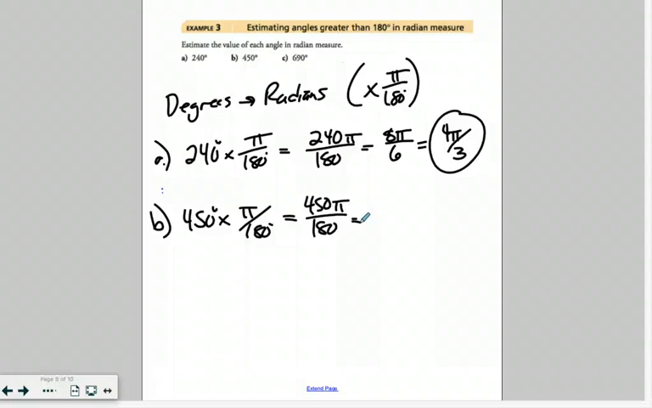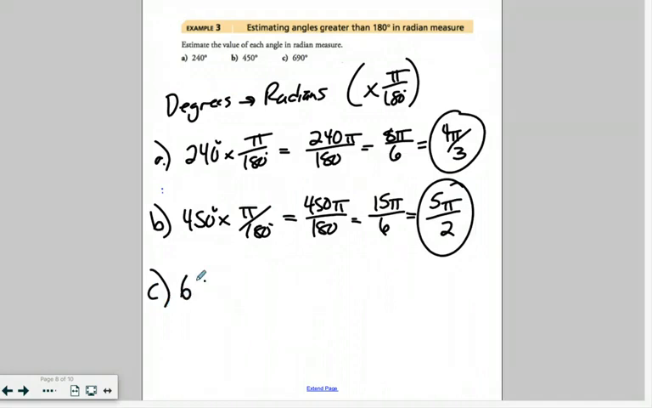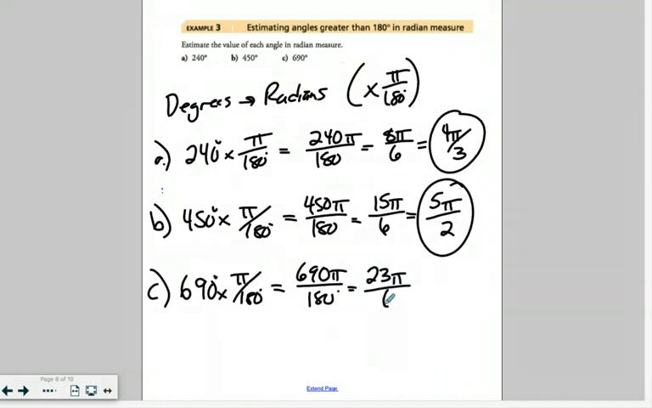Again, both divisible by 30, so that could be 15 pi over 6. And then they're both divisible by 3, so 5 pi over 2. Right, could be your measure in radians. Okay, and then C here, you get 690 degrees. Again, you're going into radians, so you multiply by pi over 180. So you've got your 690 pi over 180. Right, reduce. And again, both divisible by 30, so you get 23 pi over 6, and that doesn't reduce, so you're done.